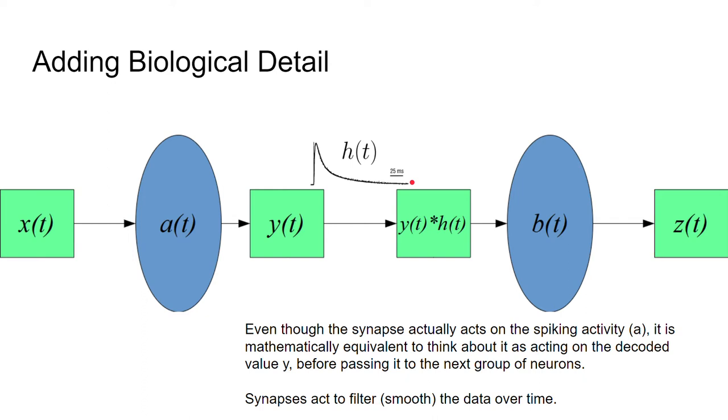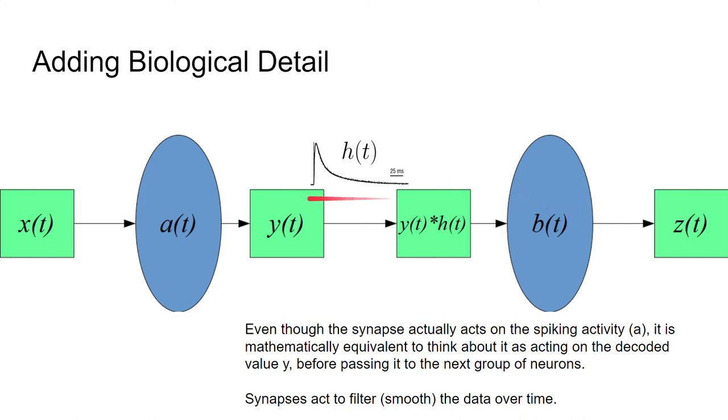Depending on what courses you've taken, you may have done this sort of convolution before. If you haven't, the safe way of thinking about what's happening here is that this is just going to act to smooth this data over time a little bit. Another term for this is a low-pass filter. I've got some data coming out of the system, and we're just going to smooth it over time a little bit. And that's going to produce the input going to the next one.